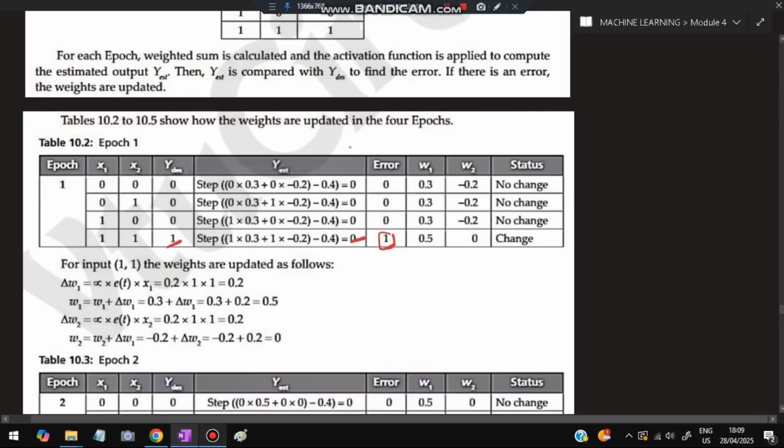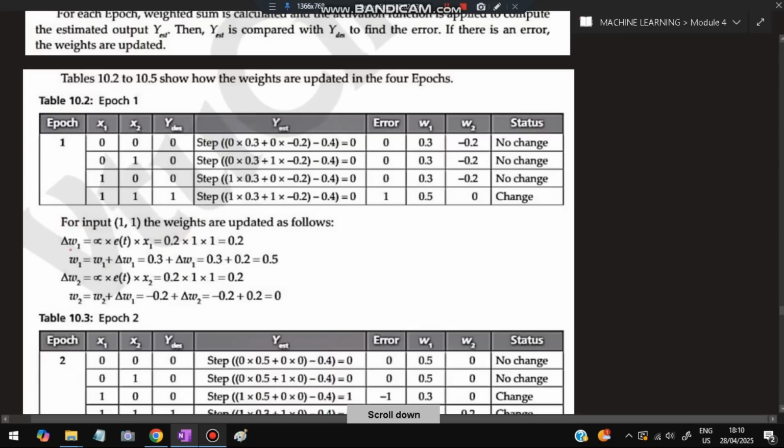Now the weights will be 0.3, 0.3, 0.3, and minus 0.2 in these cases, and there is no change, since it has the final output here, y estimated. That should be equal to y desired for all of the cases, then only it will be the final answer, but it is not. Why? Because here I'm getting the value as 0 while it should be 1, right? So we have to update the weights. How do we update the weights?